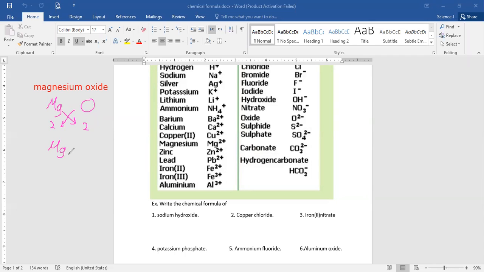We combine the 2's? We don't combine anything. Simplify. We divide, so that's 2 divided by 2. So we're going to move them together. No, simplifying doesn't mean adding. So it will be MgO, because both are 2 and 2, so we can just cancel them together. So it will be MgO.